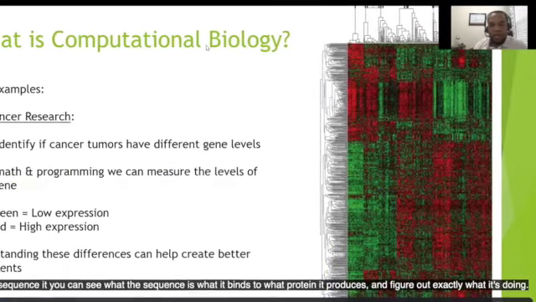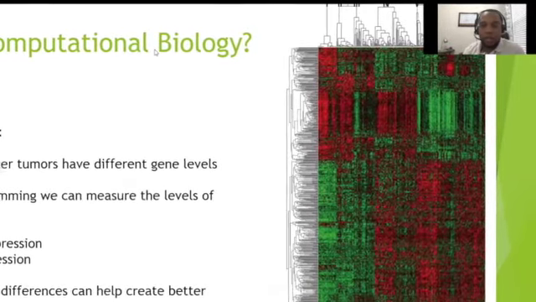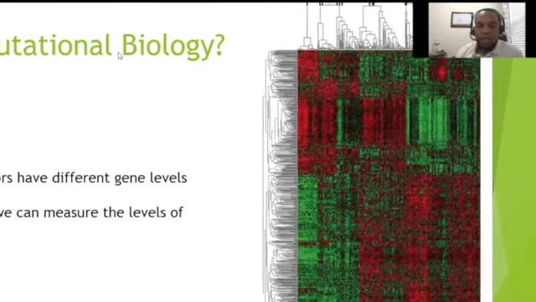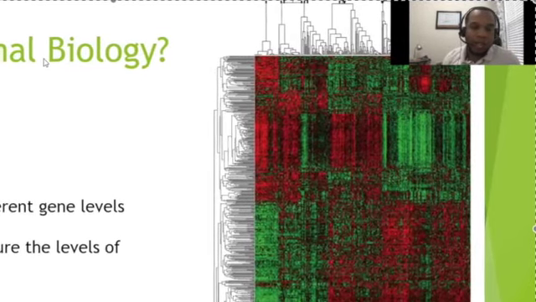The sequences, what it binds to, what protein it produces, and figure out exactly what it's doing. So there's a number of different approaches, but we really want to understand the function. Is it responsible for, let's say, cell division?